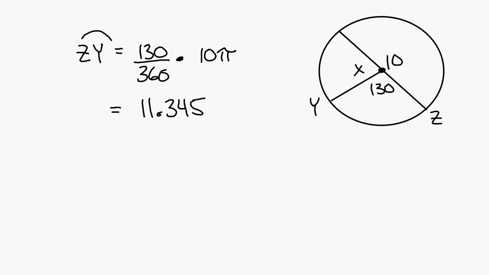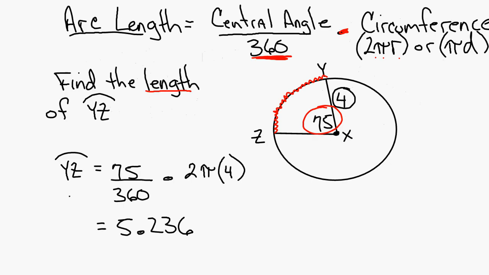Central angle over 360 times circumference. All right? Arc length. Central angle divided by 360 times the circumference. Okay? It's different from arc measure, so be careful when you're reading the instructions.